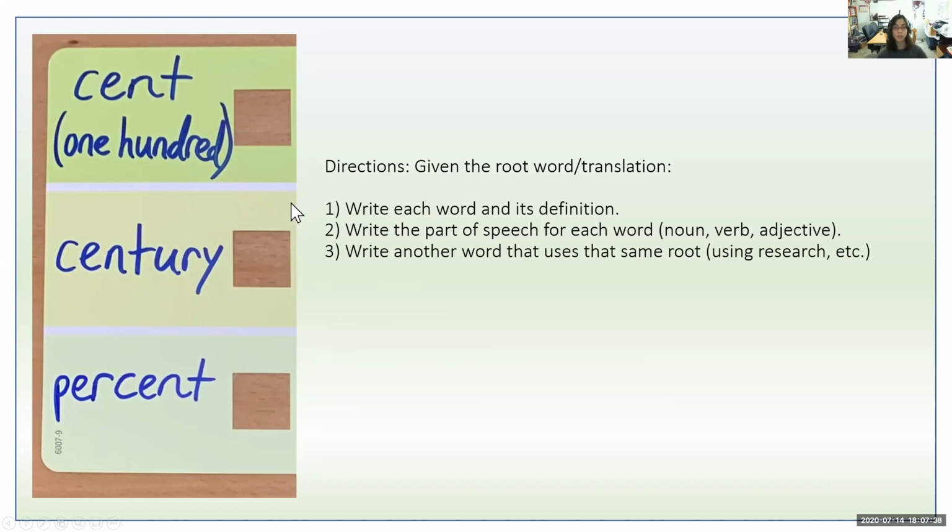So you're going to follow these 3 steps. You'll write each word in its definition, write the part of speech for each word, so whether it's a noun, verb, or adjective, and then you'll write another word that uses that same root. And again, you can use research, a dictionary, another source, anything along those lines. So I'll let you pause the video and complete these 3 steps.